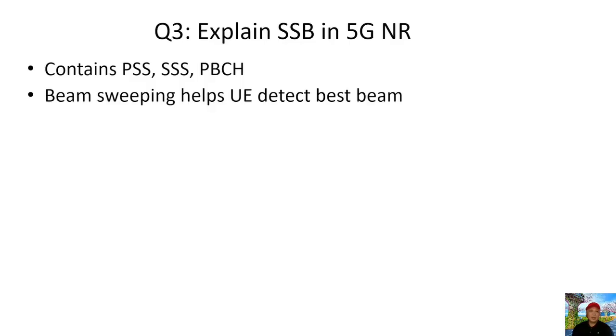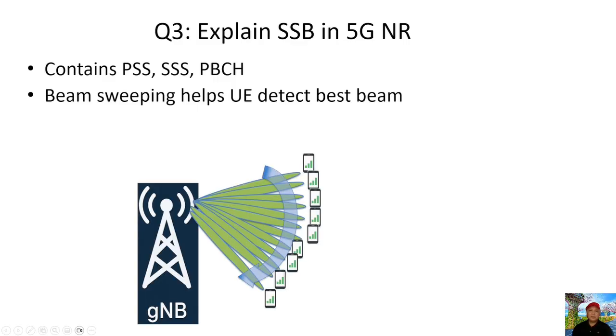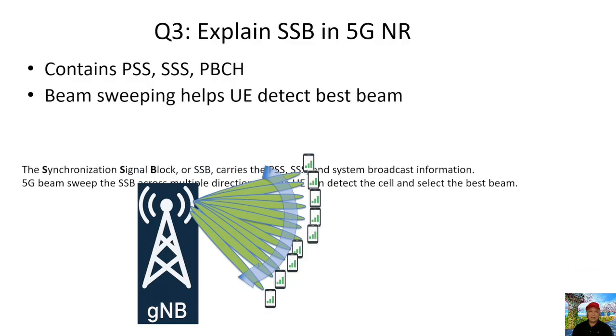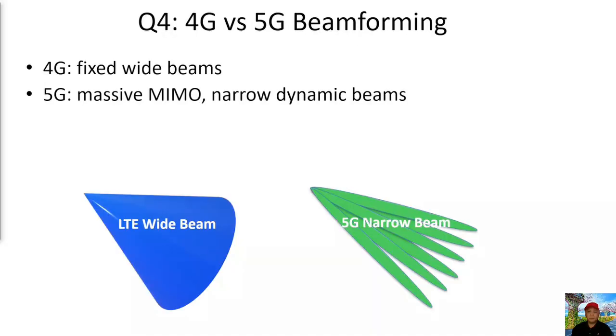Question 3. Explain SSB in 5G new radio. The synchronization signal block, or SSB, carries PSS, SSS, and system broadcast information. 5G beam sweeps the SSB across multiple directions, so the UE can detect the cell and select the best beam.